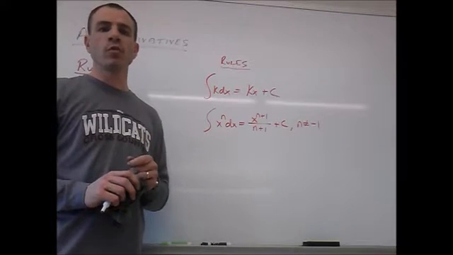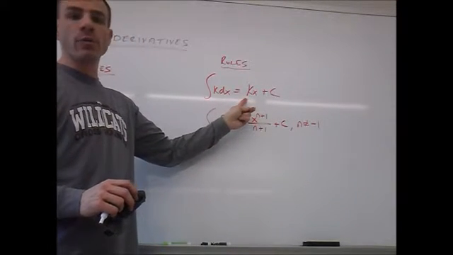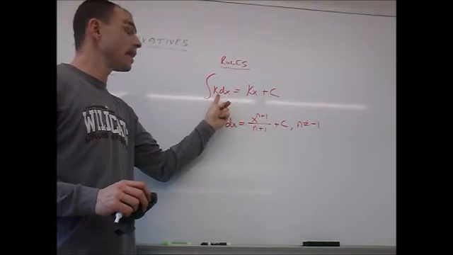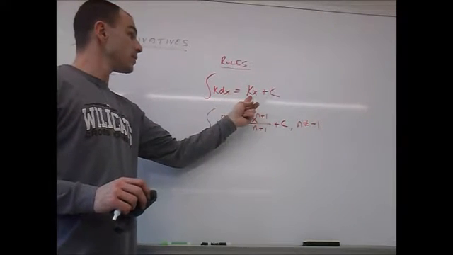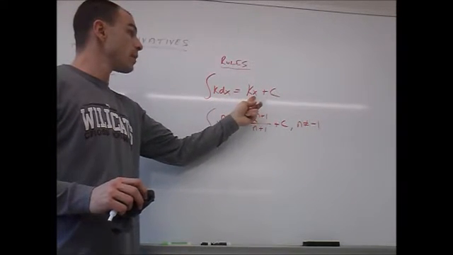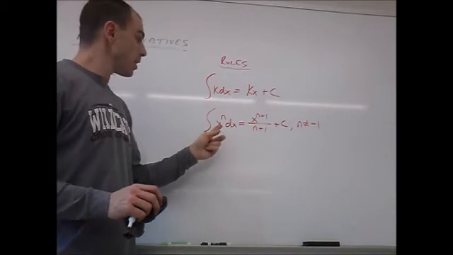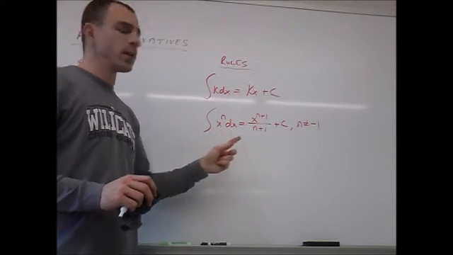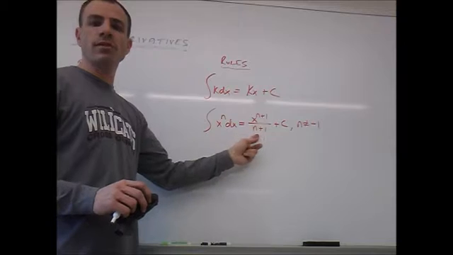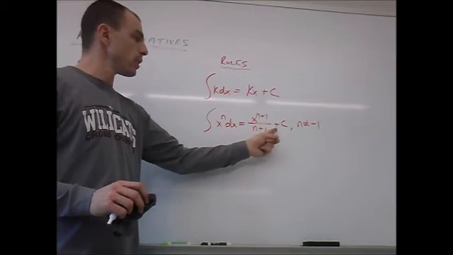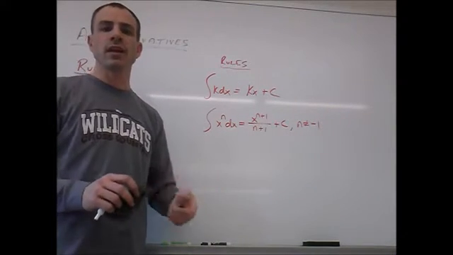Okay, back with some more rules. The first two, we had our constant rule, which basically says the antiderivative of a constant is that constant times x plus c. And then we have x to the nth. We add 1 to the exponent. We divide by that new exponent plus c, and this works as long as n is not equal to -1.